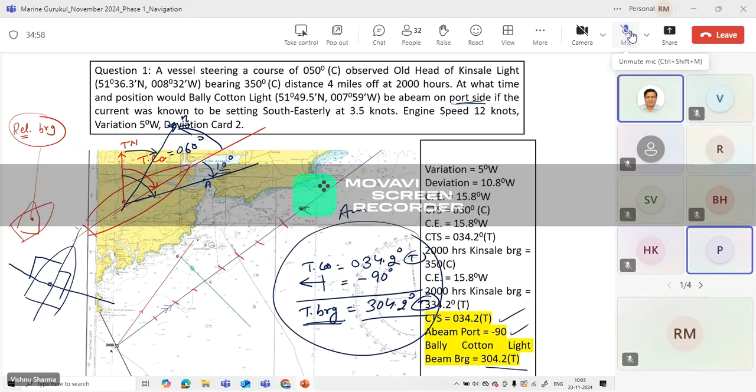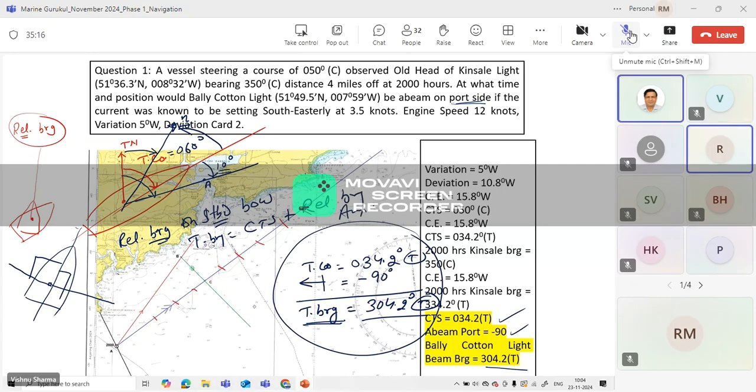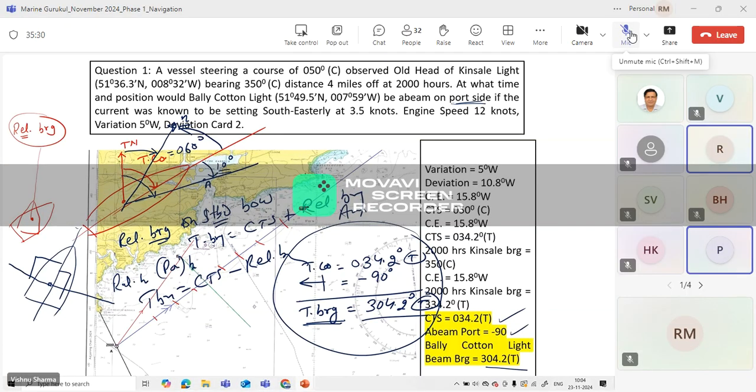When the relative bearing is to starboard, on the starboard bow, then true bearing will be equal to CTS plus relative bearing. If the relative bearing is on the port side, port bow, then true bearing will be CTS minus relative bearing. Course will be CTS minus relative bearing.